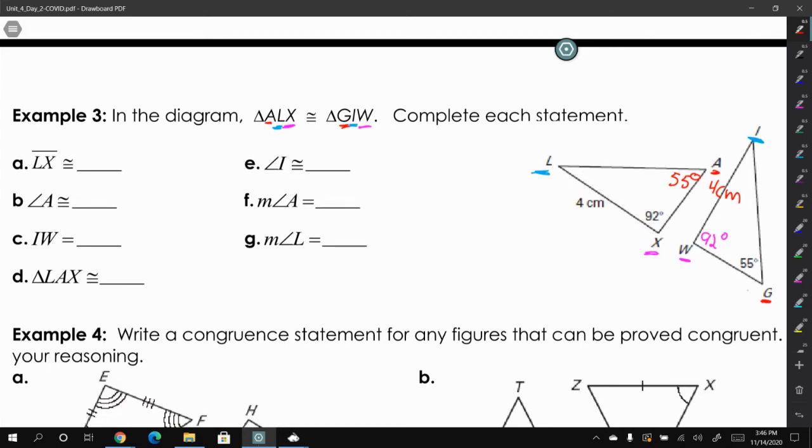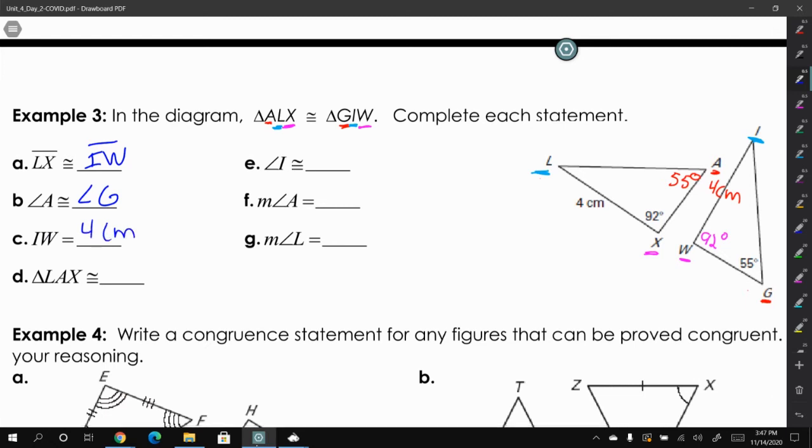So if we go and look at our questions, LX is congruent to what? Okay, so LX goes from the blue to the pink. So that means I must go from the blue to the pink in my second segment statement. So I got to go I, W. Angle A is congruent to angle G. I have them both underlined in red. IW, there's no segment bar over it, so that means I'm asking you for the length. Okay, so IW is 4 centimeters.